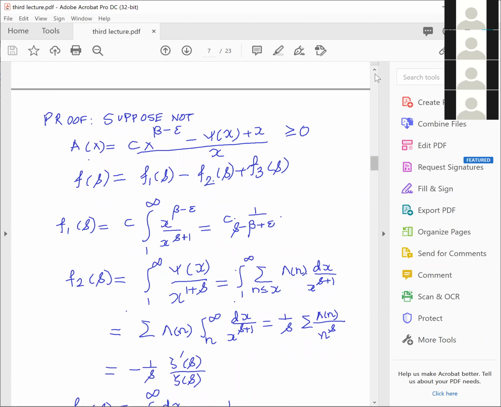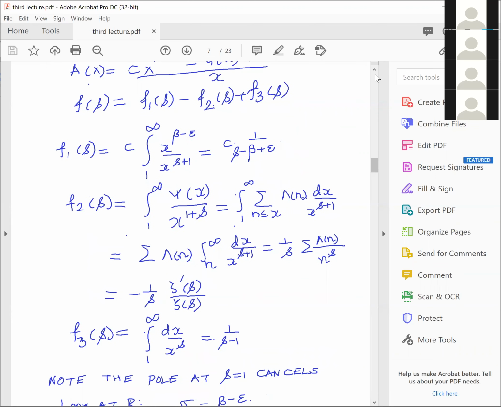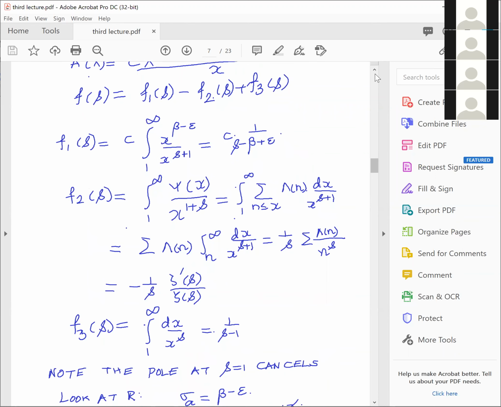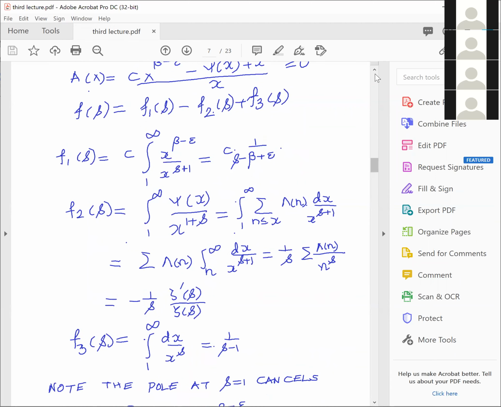And now let's go to the f3 of s. F3 of s, the a of x part is just 1, and therefore that gives you dx by x power s. Okay, and therefore now what I have is f1 of s minus f2 of s plus f3 of s. And now I want to know what is the Lyapunov convergence.